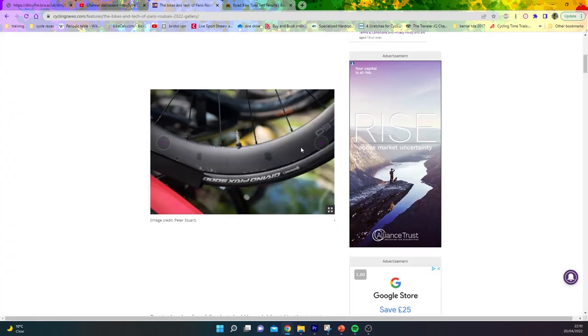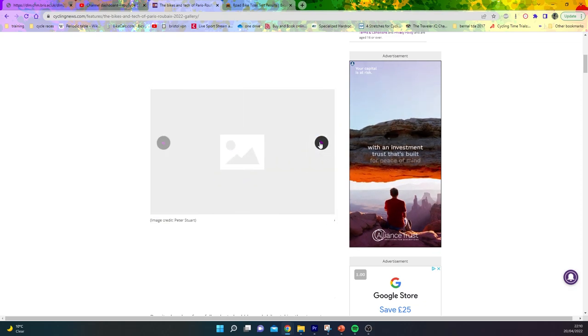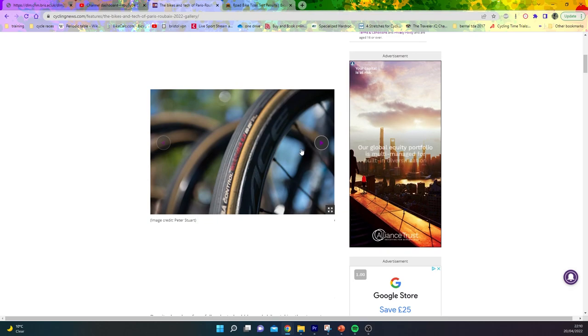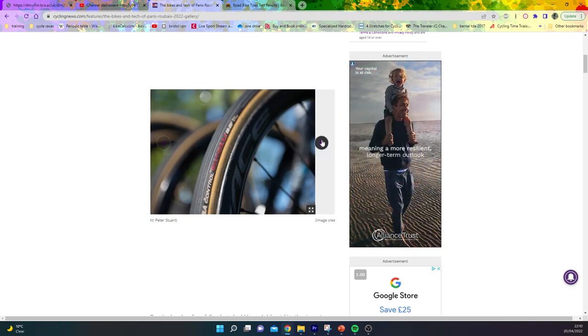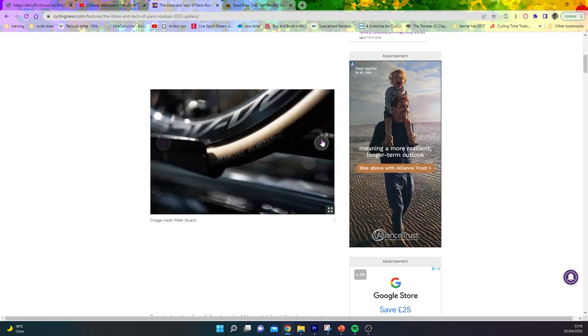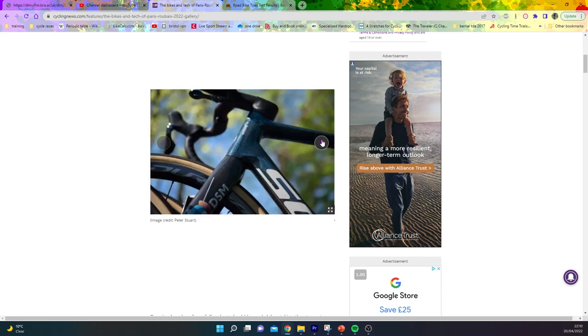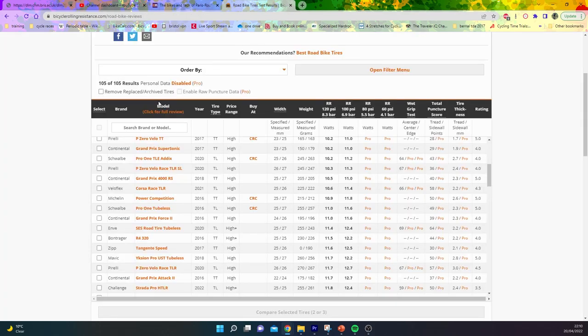But the key thing we need to look at is Vittoria, because Vittoria-sponsored riders were using something that I could not believe, and it seemed unbelievable. Yes, this is correct. It's a Corsa Control. And you might be like, well, Charlie, why would they run a Corsa Control? And the thing with the Corsa Control is it is so slow.